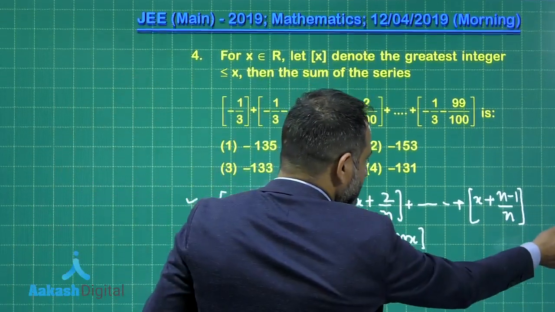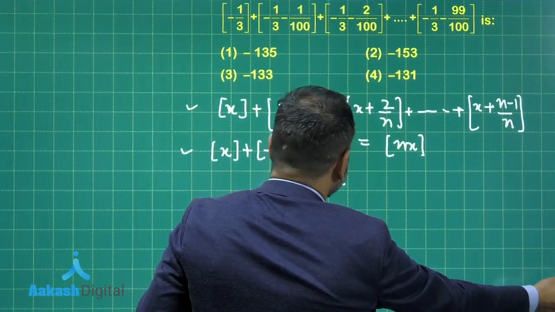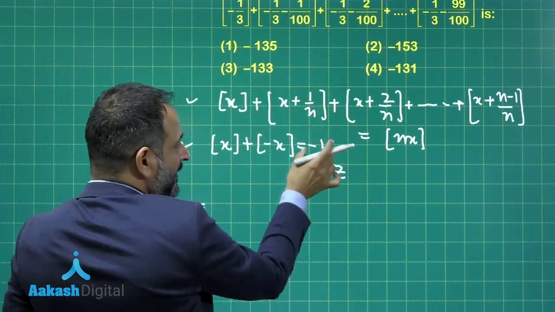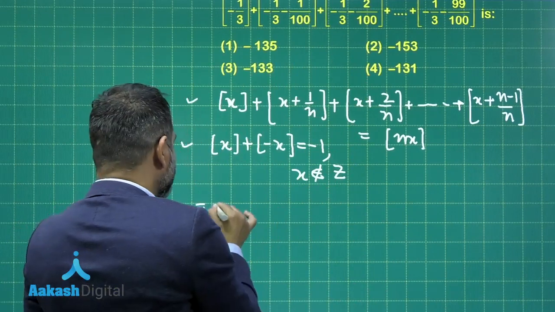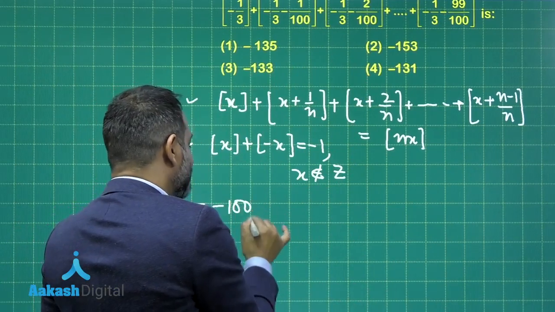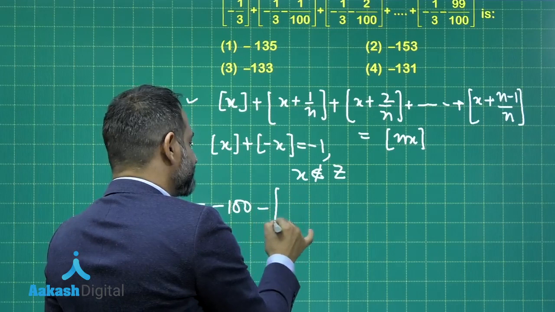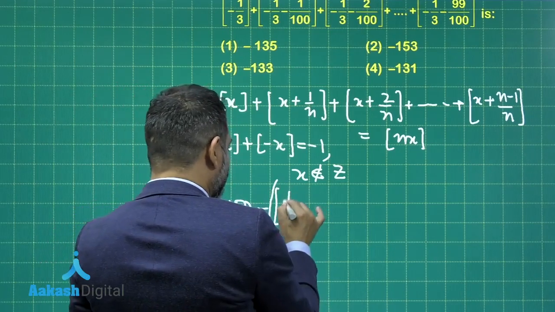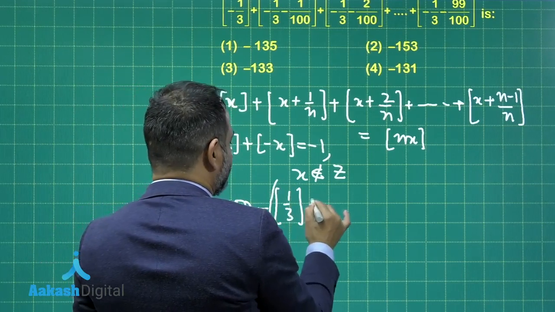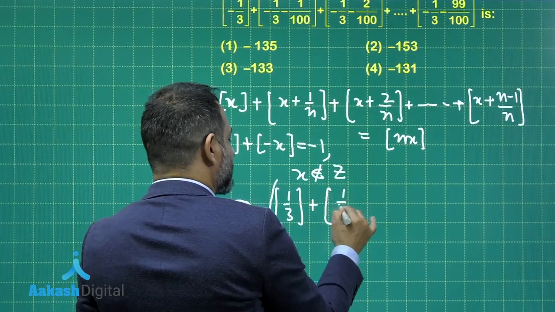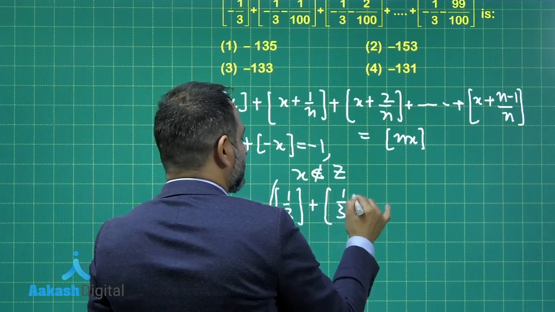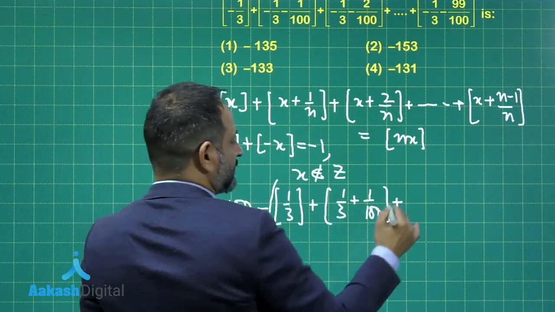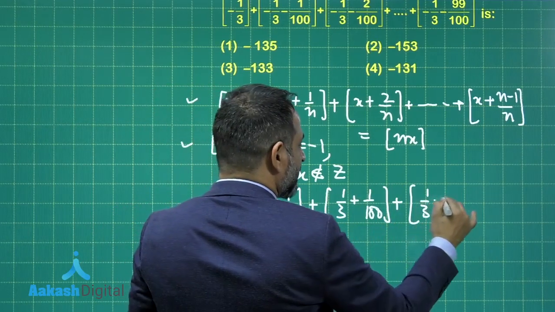So, the required result, you can notice from here, is: because there are 100 terms, minus 1 you will get 100 times. So, it is minus 100 minus greatest integer of 1 by 3, plus greatest integer of 1 by 3 plus 1 by 100, and again it will go up to the 100 terms.